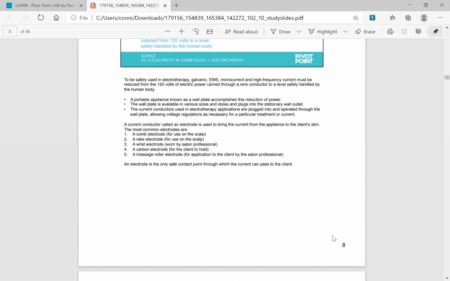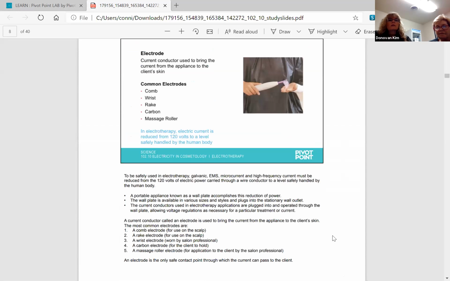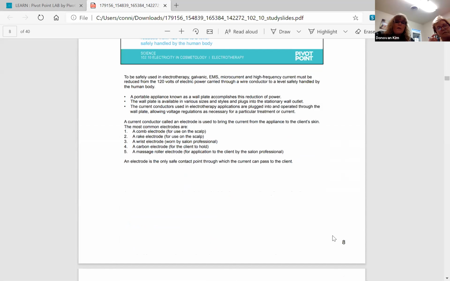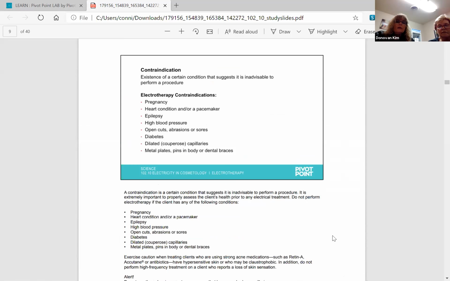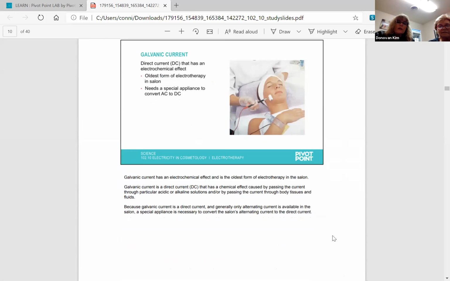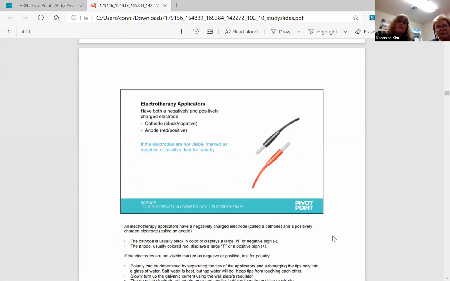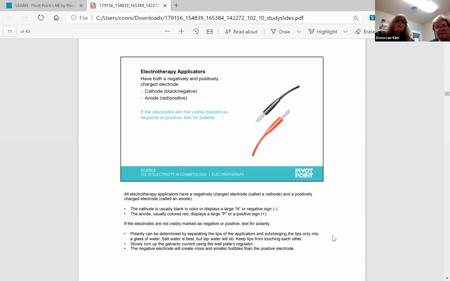Mechanical, chemical. Galvanic chemical. Okay, we did the rake. Do the contraindications. Galvanic current. We were on phoresis. Those are electrodes, yeah. Okay, so those are your electrodes there. Usually they have a black and a red pole, just like your car jumper cables.